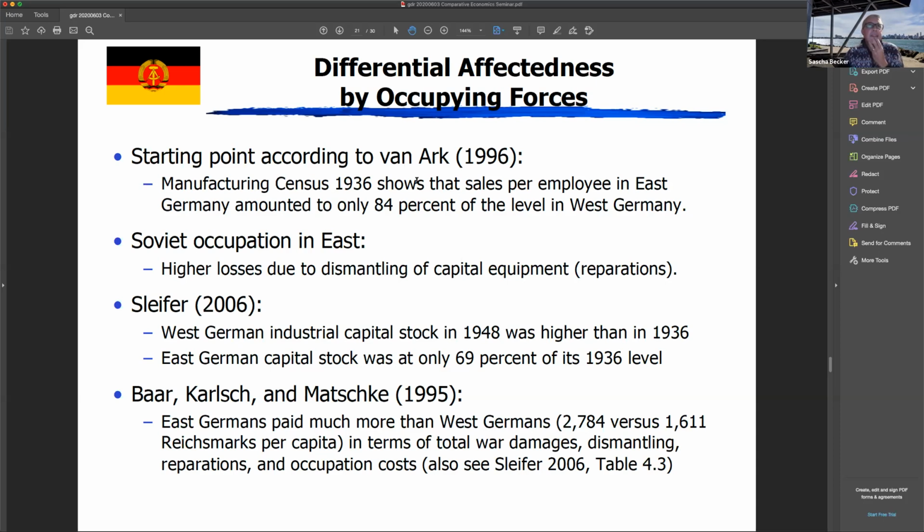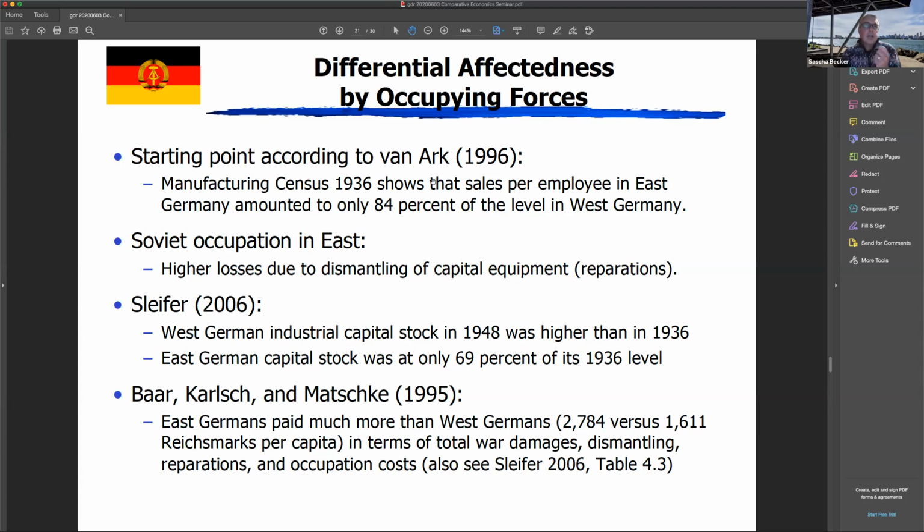Then another point that we weren't aware of before we started working on this quite a number of years ago is that the manufacturing census of 1936 shows that sales per employee, a very rough proxy for productivity, in the East was lower than in the West. And what the Soviets did is that they took reparations in the form of taking capital away. So they would literally sometimes take factories, put them on trains and ship them over to the Soviet Union. So even if the East had arrived in 1945 destroyed or not destroyed to the same extent, the period of Soviet occupation led to a differential dismantling of existing infrastructure, productive capacity, that may then have hampered the GDR in taking off.